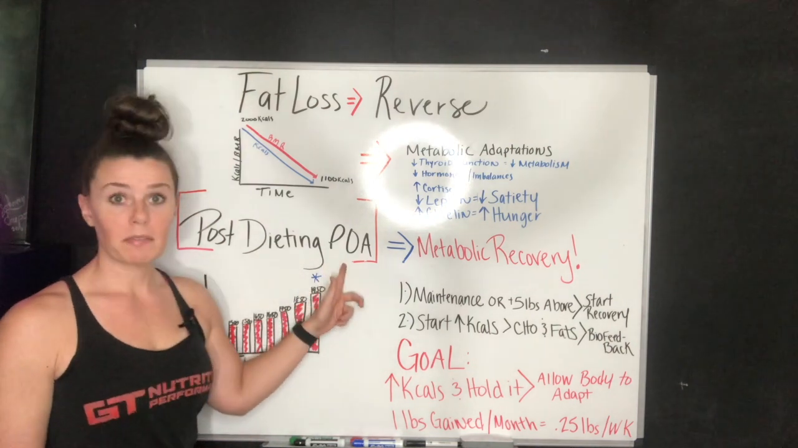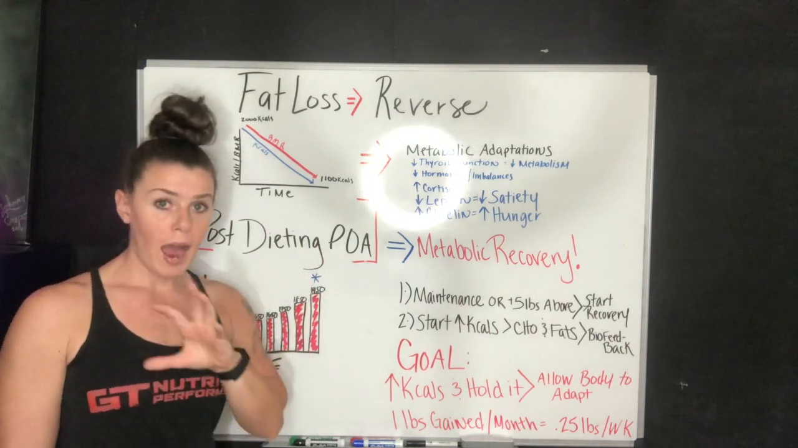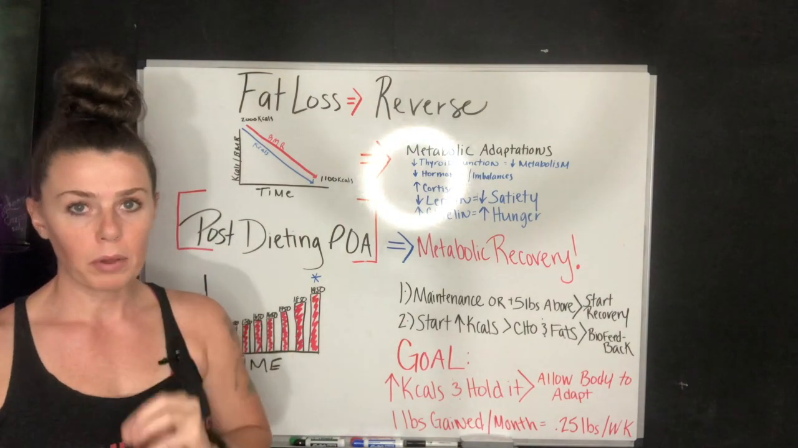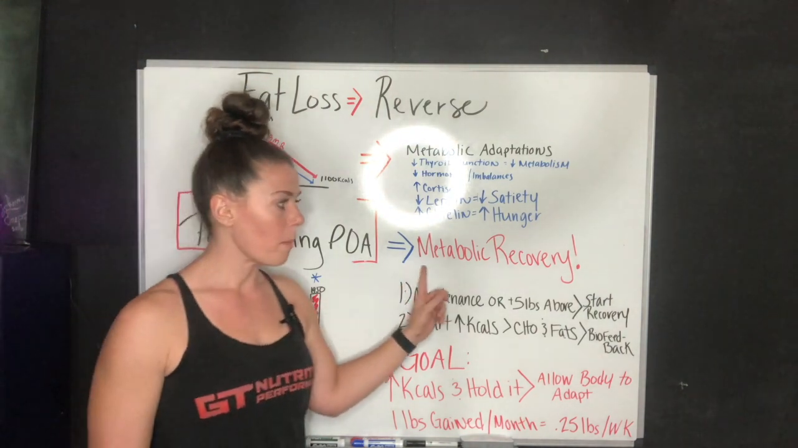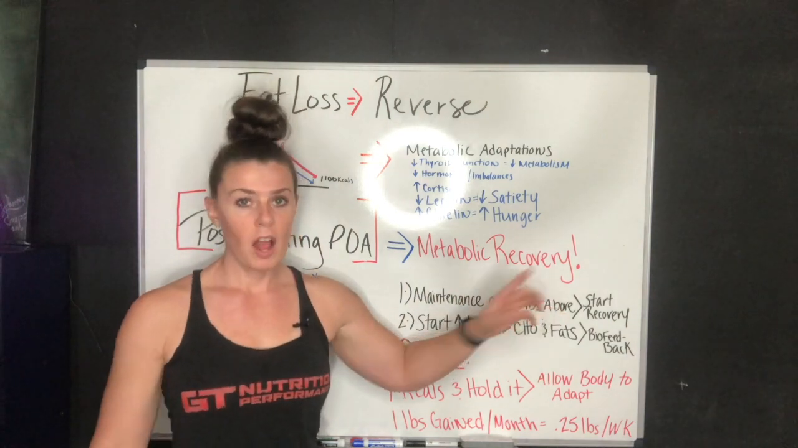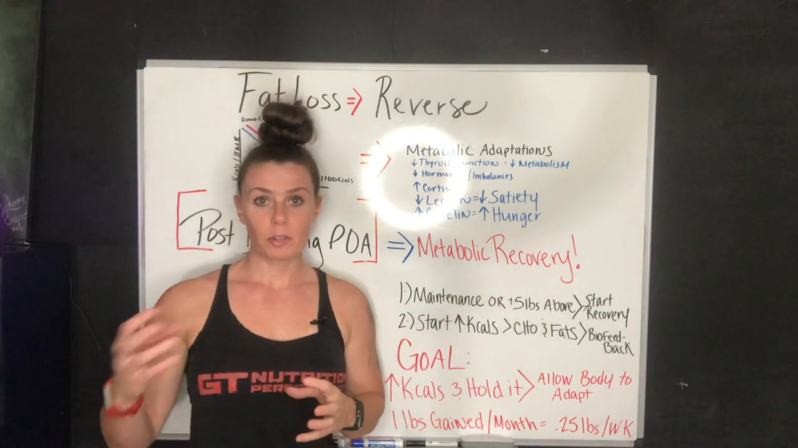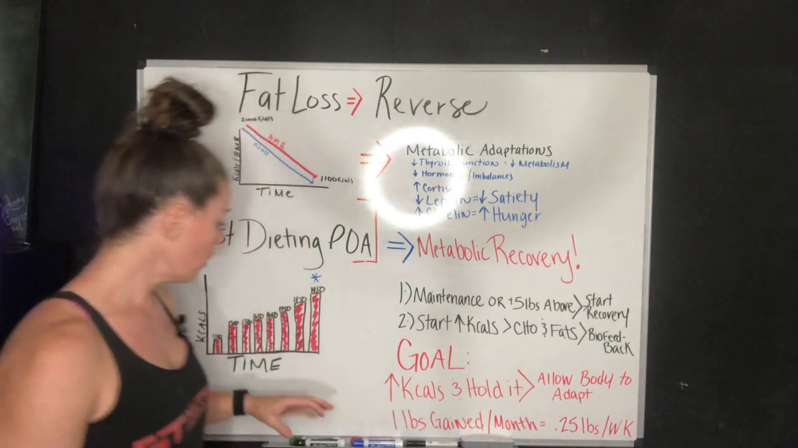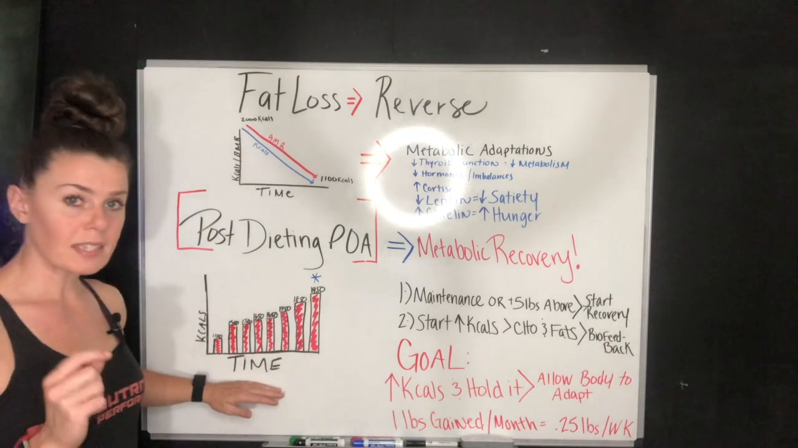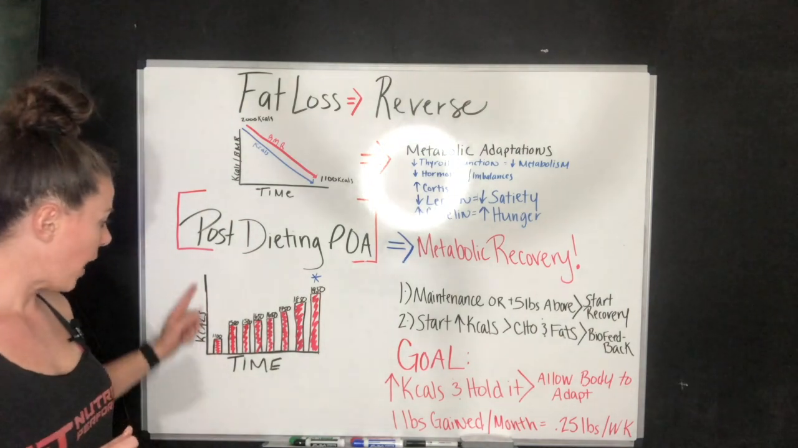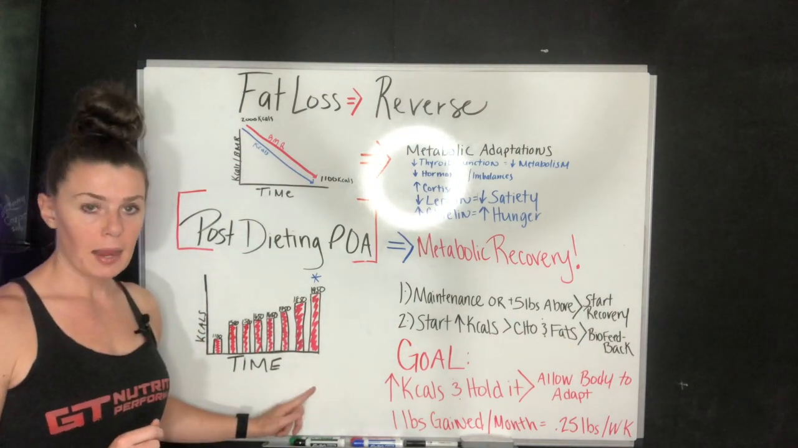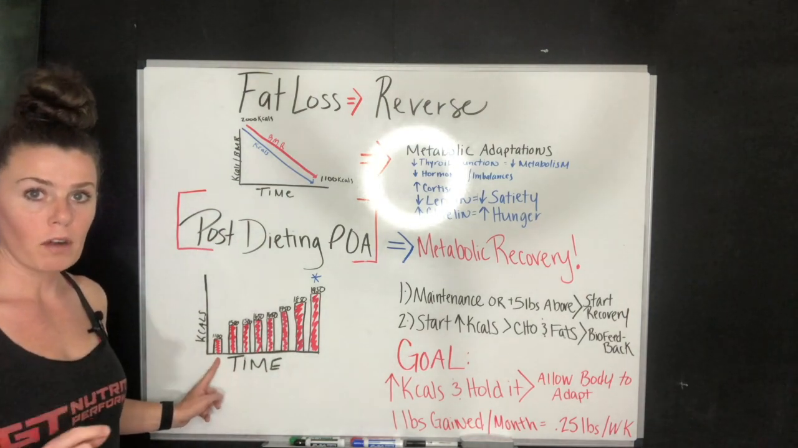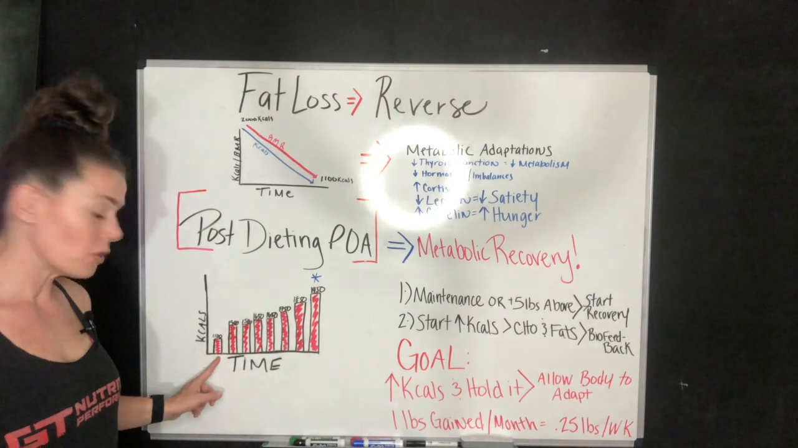Post-dieting plan of attack. So the goal after you're done dieting, you should always have a plan in place where you're going to metabolically recover. That should always be the goal after coming off of a calorie deficit. So if you take a look down here, here is how this would look. So we have calories, we have time. So this individual finished their fat loss off at 1,100 calories.